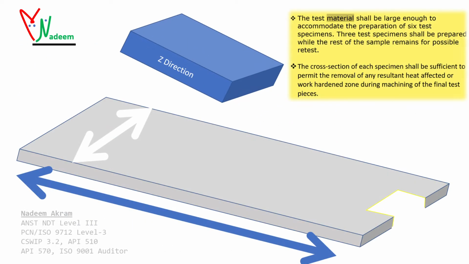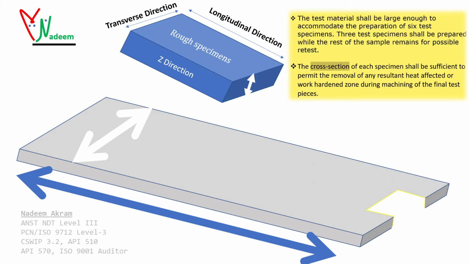The test material shall be large enough to accommodate the preparation of 6 test specimens. 3 test specimens shall be prepared, while the rest of the sample remains for possible retest. The cross-section of each specimen shall be sufficient to permit the removal of any resultant heat-affected or work-hardened zone during machining of the final test pieces.